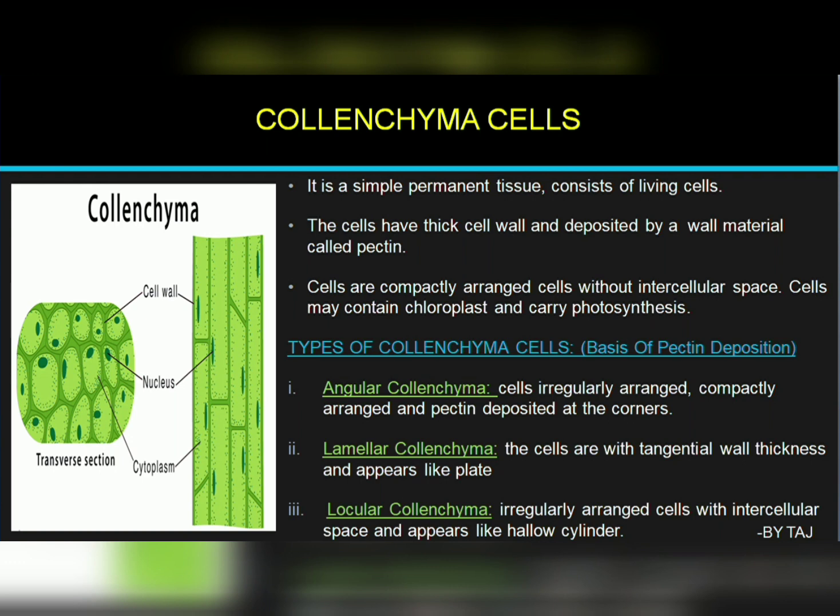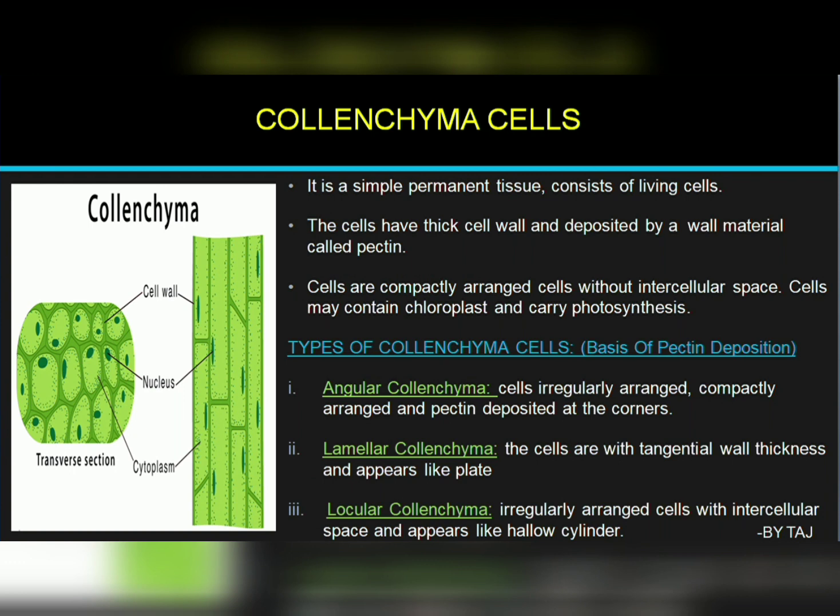So this is about lamellar collenchyma. Lamellar collenchyma means the cells have tangential wall thickness. Tangential wall thickness means in some part of the cells the deposition of pectin will be very thick, and in some part it will not be that thick, that is, it is thin in nature.